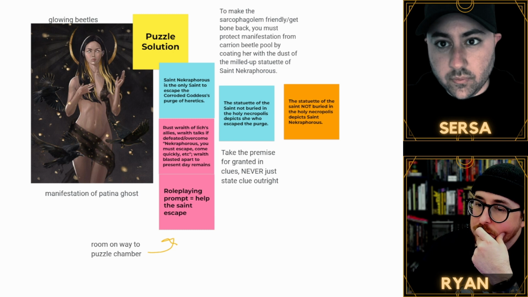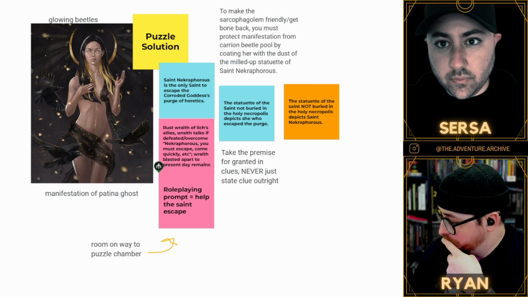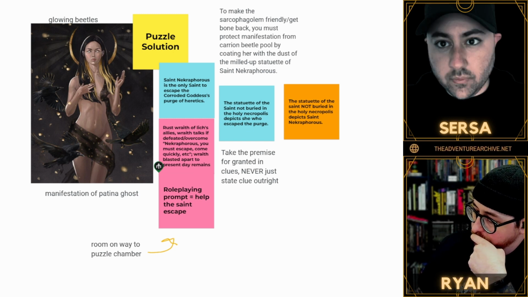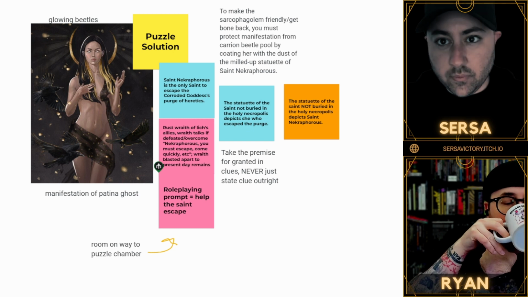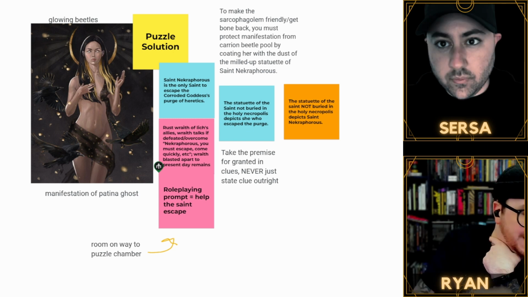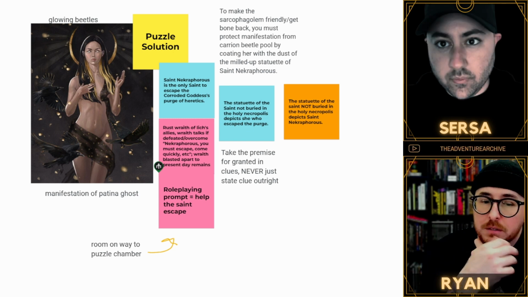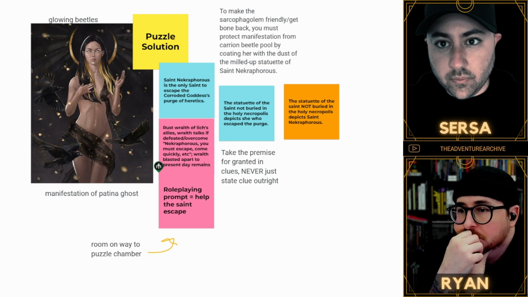So while you were talking about your idea, the idea I had for the role-playing prompt is that this wraith can see the players, but thinks that the players are part of whatever was going on in the past. And then one or more of the players is basically asked by the GM, okay, what do you do to help the saint escape the purge?